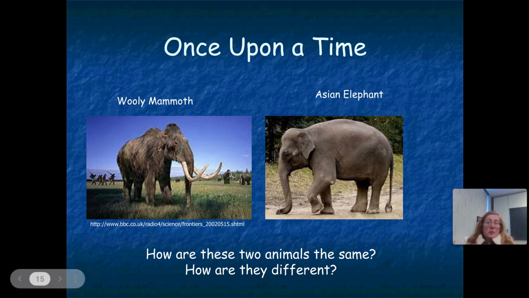Well, animals that have more fur tend to be living in places that get a lot colder in the wintertime. Other things that we can say: animals that have small ears tend to have the small ears because it's more protective. Long ears are more likely to get frostbite. So we can probably say that the woolly mammoth lived in places that are much colder than the Asian elephant.